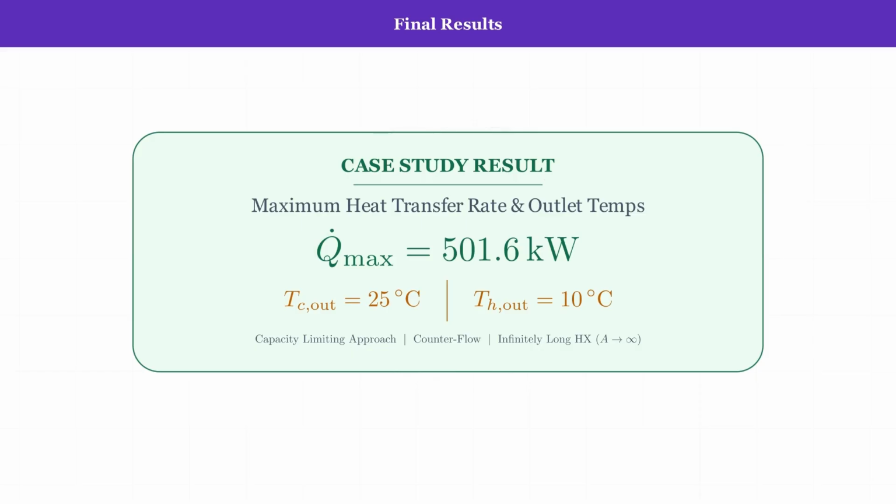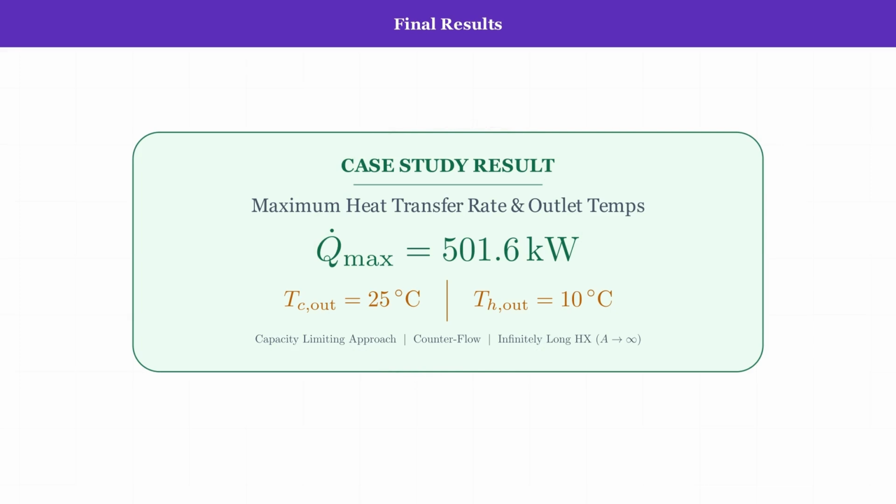It has absorbed 500 kilowatts, but its large heat capacity rate means that enormous energy transfer produces only a moderate temperature rise. And the maximum heat transfer rate of 501.6 kilowatts is the thermodynamic ceiling, the absolute limit that no real physical device operating with these two streams and these inlet conditions can ever exceed. This is the power and the elegance of the capacity rate limiting analysis. It bypasses the need for surface area, overall heat transfer coefficient, and geometry entirely. It goes directly to the thermodynamic heart of the problem, asking what the laws of physics ultimately permit before any engineering decisions are made about how to build the device.